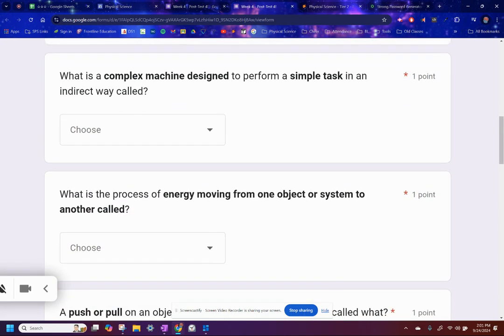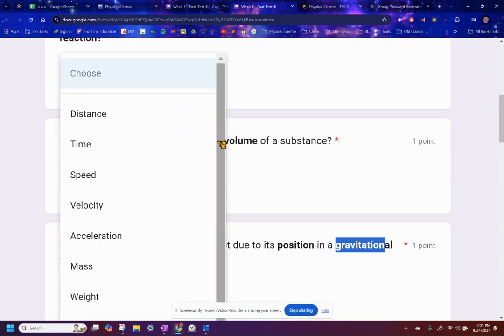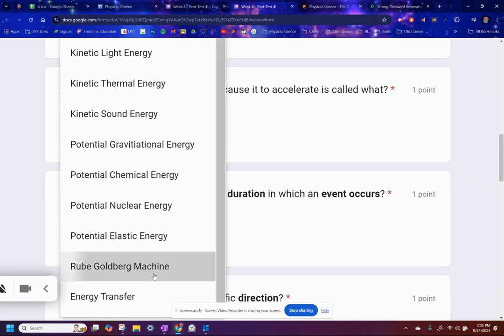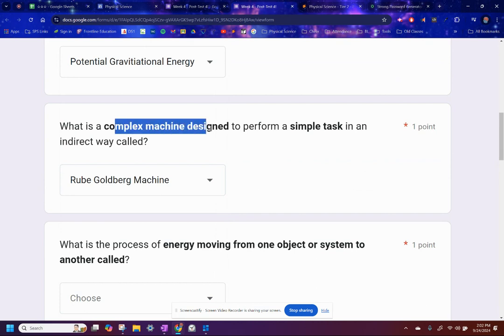What is a complex machine designed to perform a simple task? That's called a Rube Goldberg machine. Let's find that one. Rube Goldberg machine. There we go. Complex machine.